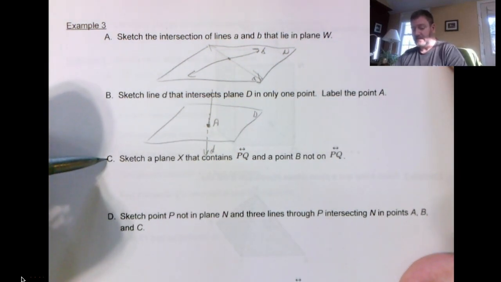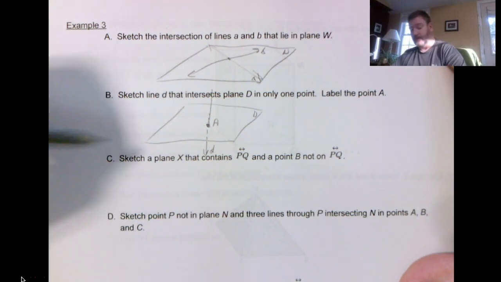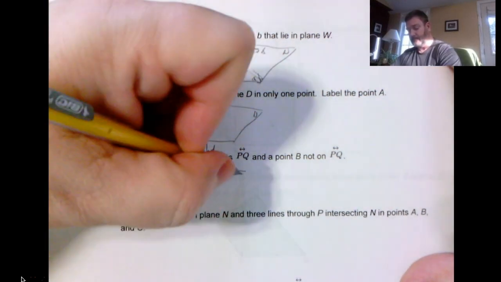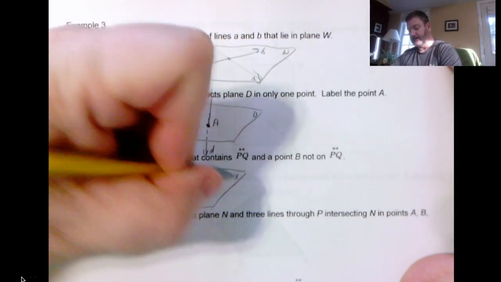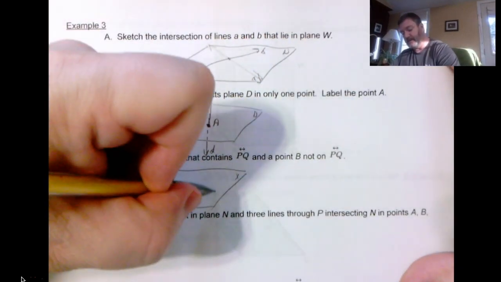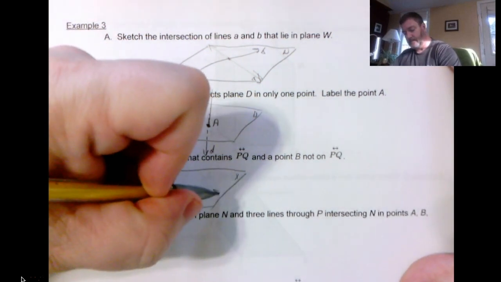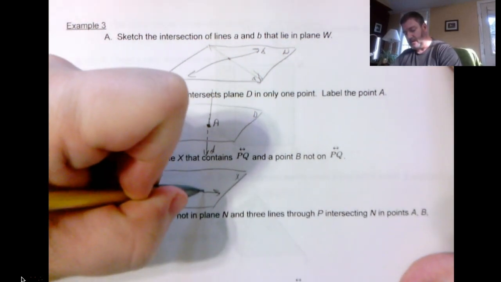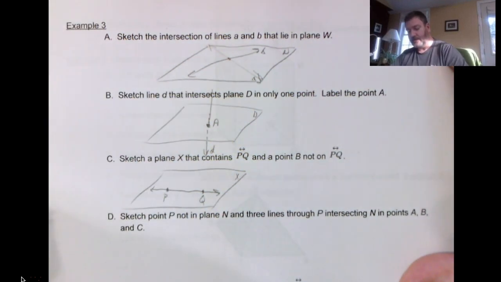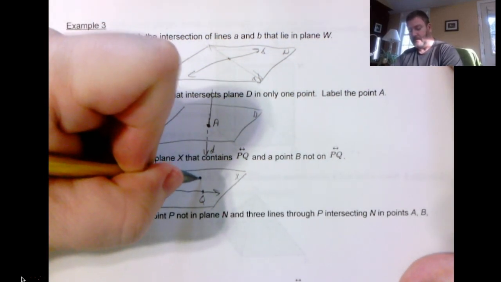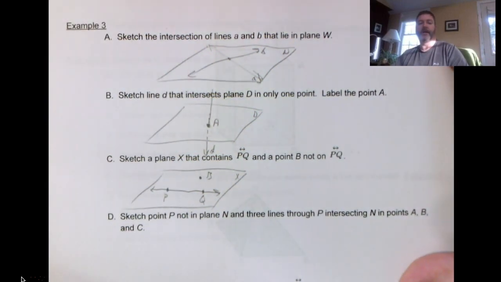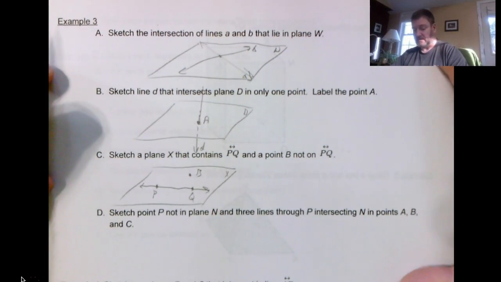So part C, sketch plane X that contains line PQ and point B not on line PQ. So here's plane X. It's got to contain line PQ. There's P. There's Q. And I need another point B not on line PQ, but is contained in plane X. Okay. Now let's attempt D here.